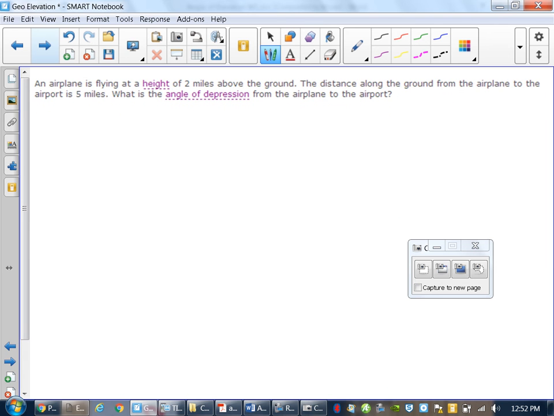Oh, this one's scary. An airplane. An airplane is flying at a height of 2 miles above the ground. The distance along the ground from the airplane to the airport is 5 miles away. What would the angle of depression be? The angle of depression is different.